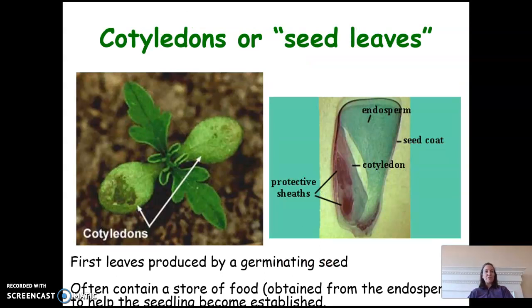Cotyledons are the first leaves of a germinating plant. You've seen these when you started your plants at home. These are different types of leaves, and they store food for the plant when the plant is in the seed. This is a cross-section of a corn kernel showing a cotyledon right here.